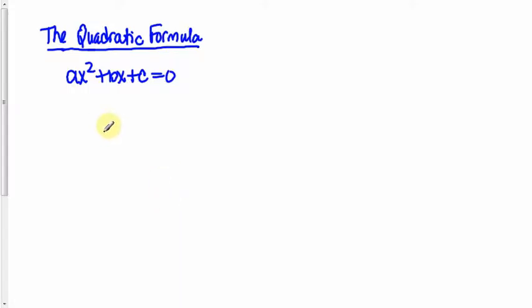The quadratic formula is x equals negative b plus or minus the square root of, it's a big square root, b squared minus 4 times a times c, and then you take all of that and put it over 2 times a.